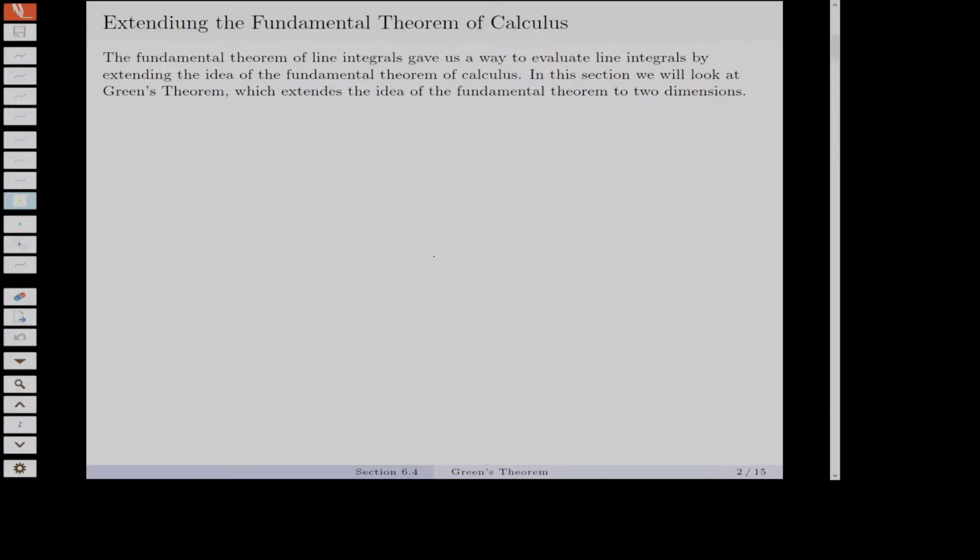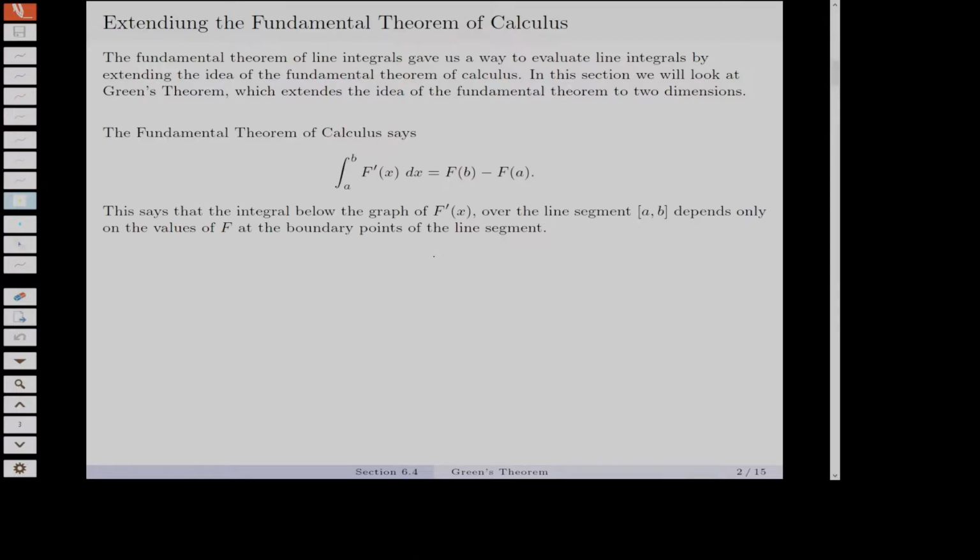Okay, so let's look a little bit more specifically back at the fundamental theorem of calculus. It says if we want to take an integral from a to b of some function, look at the antiderivative at the two endpoints. So we only need to know the antiderivative at the two endpoints in order to know the value of that integral, adding up the whole thing all along.